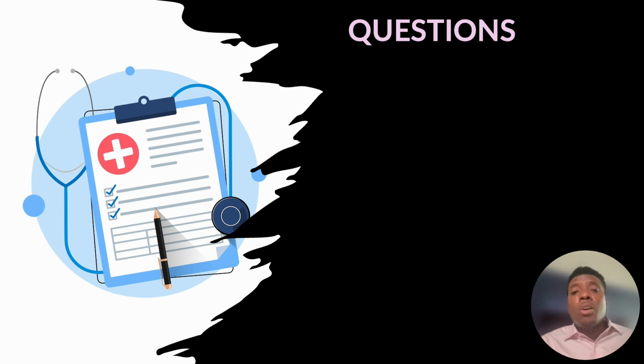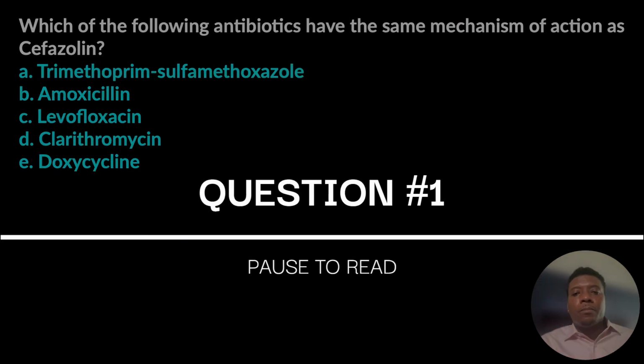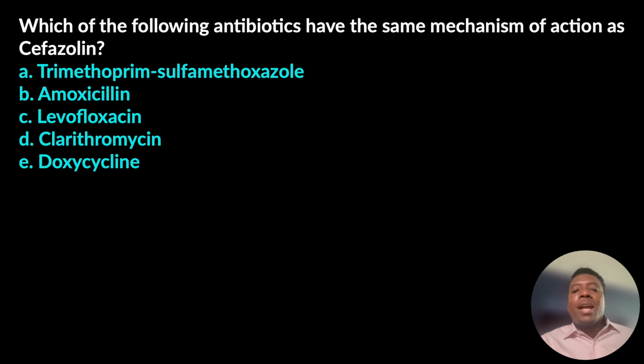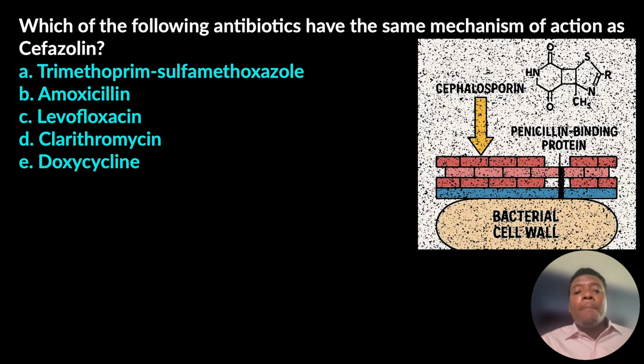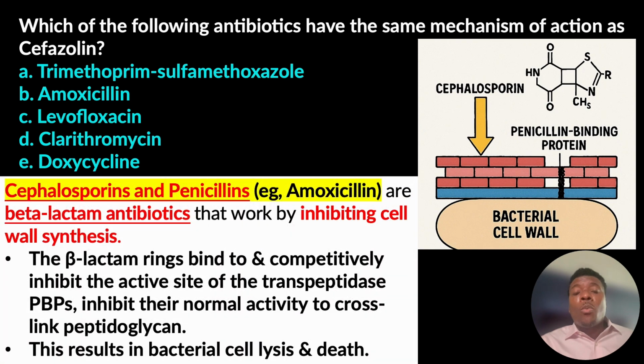When you see the question, pause the video to give yourself enough time to answer the questions. So which antibiotic here has the same mechanism of action as cefazolin? Remember that penicillins also work with the beta-lactam ring. They bind against penicillin-binding protein and inactivate it, inhibiting cell wall synthesis, making the best answer here amoxicillin.